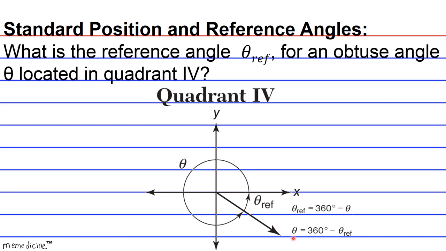But if you want to know theta, this big guy right here, our obtuse angle, what you're going to do is subtract theta reference from 360 degrees. So for example's sake, if we were to subtract our 20 degrees, pretend theta reference or theta sub ref, from 360 degrees, our actual obtuse theta would be 340 degrees. Okay? All right.